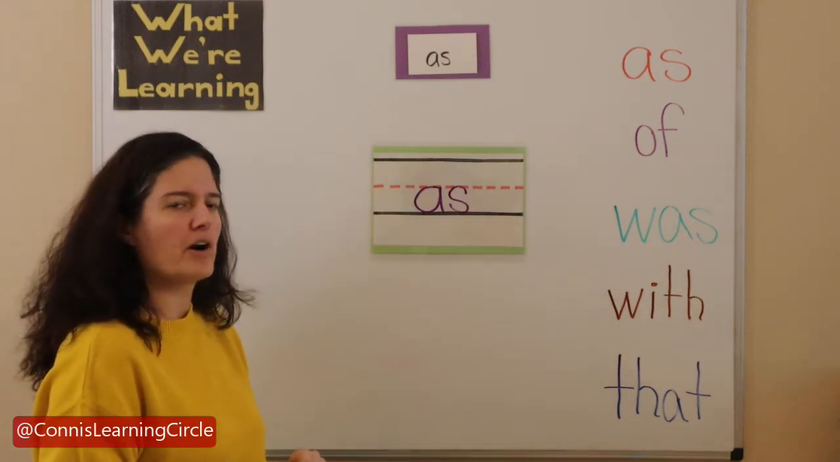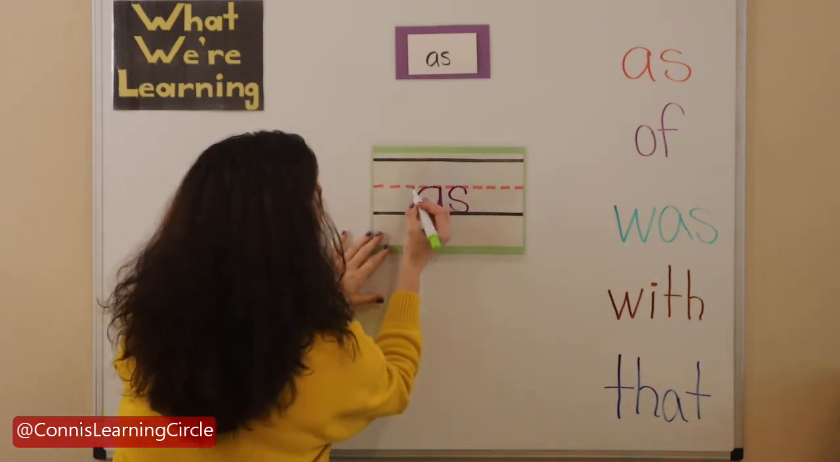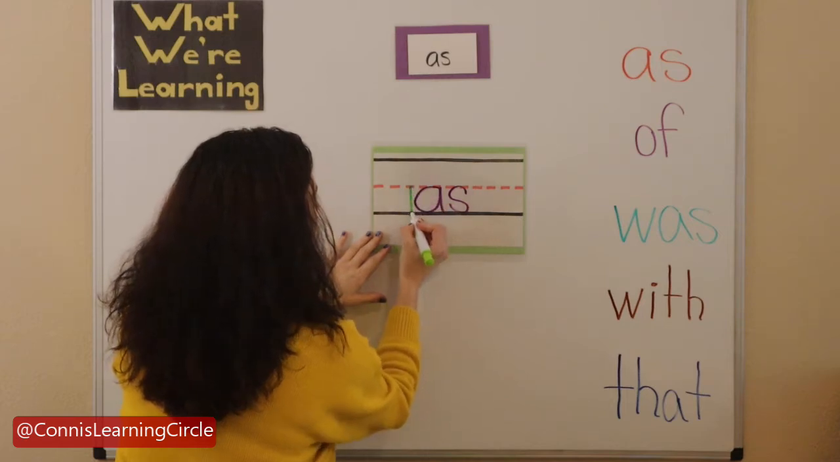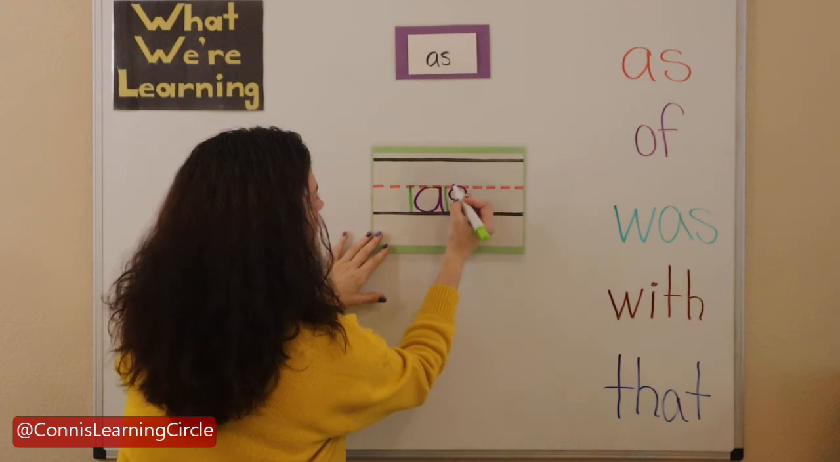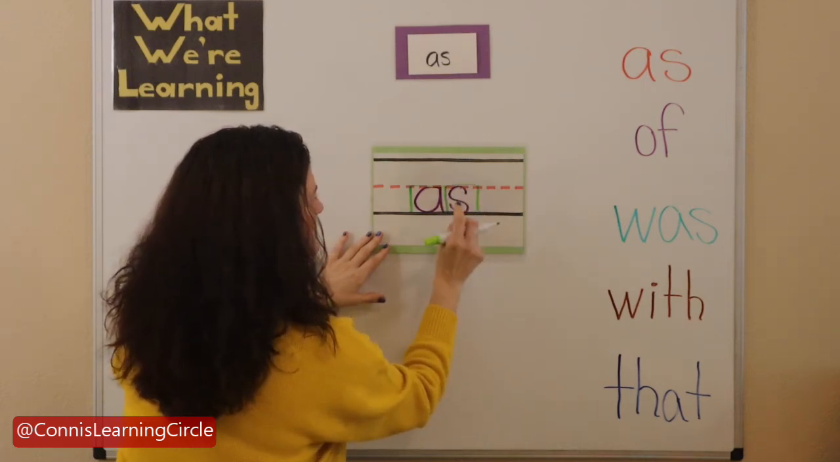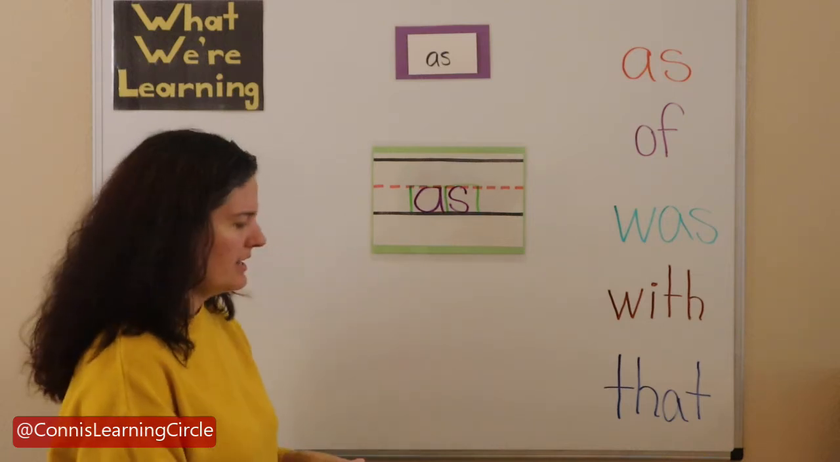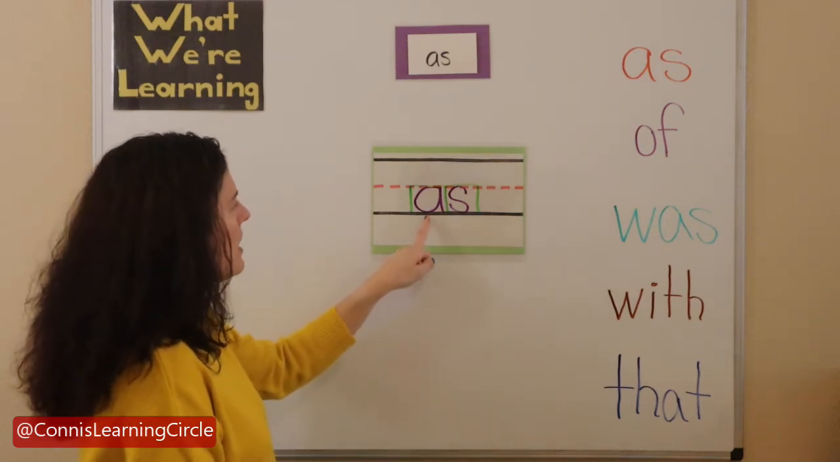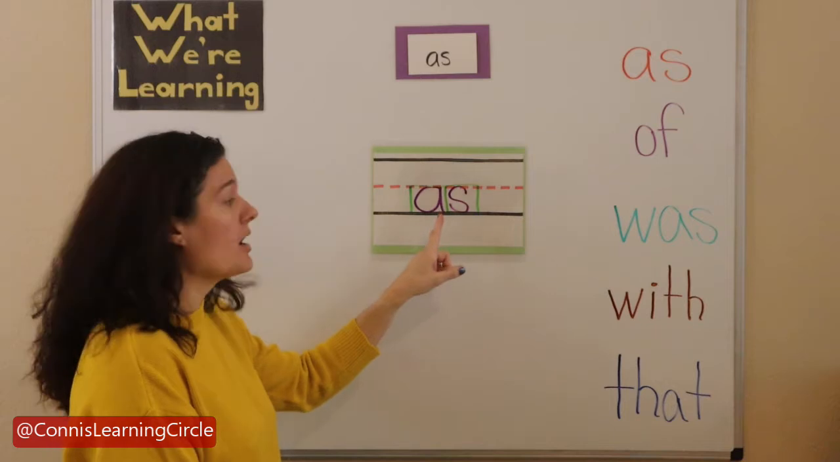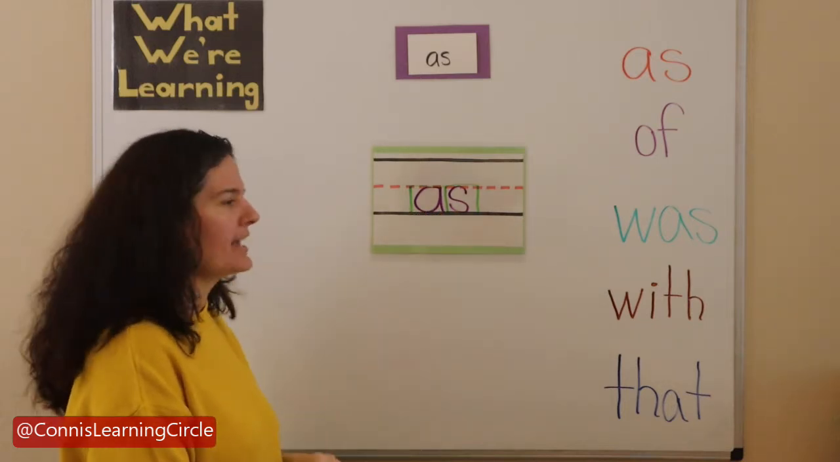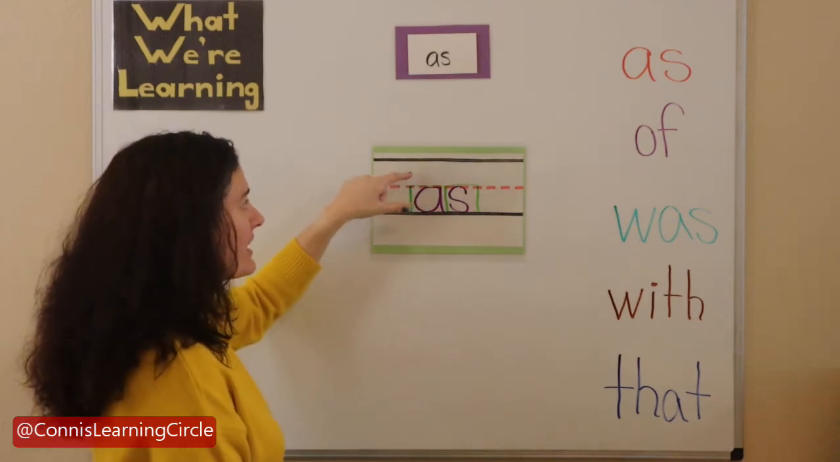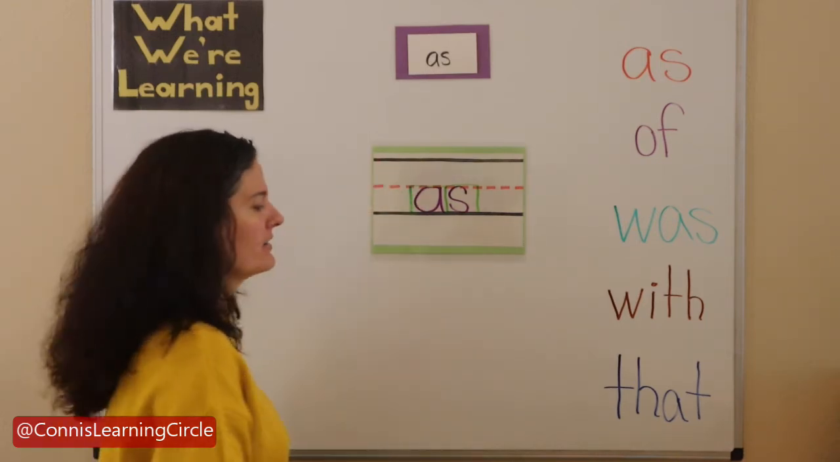Now we talked about the shape of our letters. Let's look at the shape of our word. We said our lowercase letter A is a short letter because it starts at our dotted writing line. And then our lowercase letter S, it's a short letter too. It starts at our dotted writing line. And look at that. The shape of our word as is two short letters put together, just like that. Nothing above our dotted writing line.